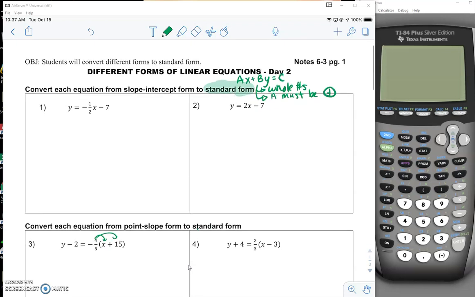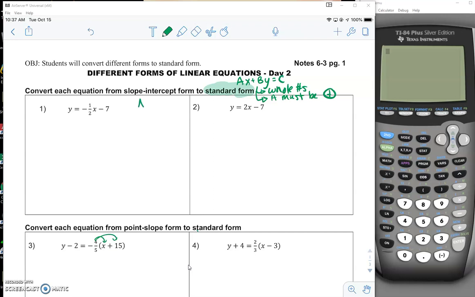Number 1, y equals negative 1/2 x minus 7. Remember, we are going to ax plus by equals c, so we want the part with x to be first. So I'm going to move the negative 1/2 x to the other side of the equation. Since it's negative, I can move it by adding. Plus 1/2 x on both sides. On the right side, that makes 0, so it cancels out. On the left side, x and y are not like terms, so I can write the part with x first, positive 1/2 x plus y is equal to 7.